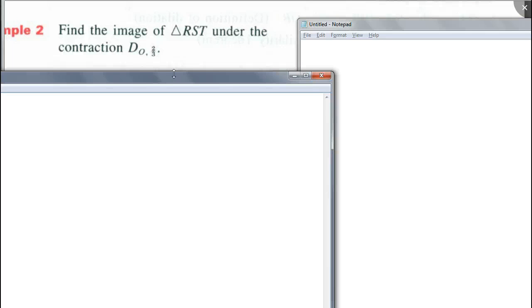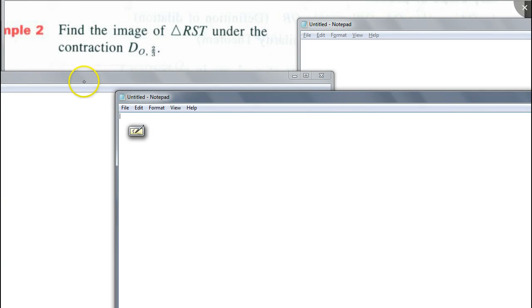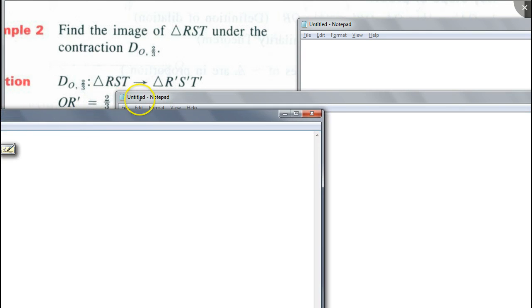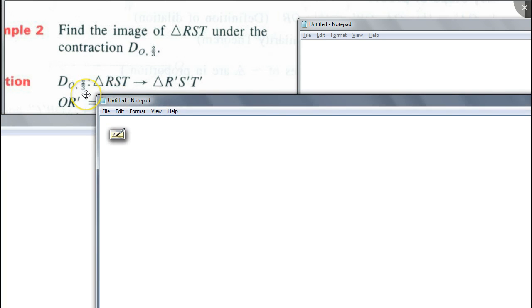Yeah, look at the value of K. The absolute value of K is less than 1, isn't it? So it's going to get smaller. It's going to shrink. Now before I even give you all the points of RST, you should be able to tell me, this is what we're doing right now, right? Dilation of O around O with the scale factor of 2/3. Triangle RST will map to triangle R prime, S prime, T prime.